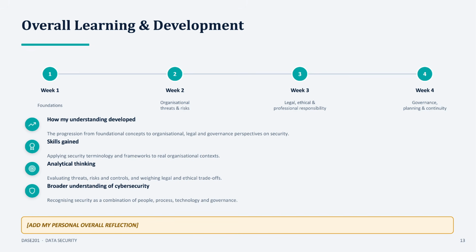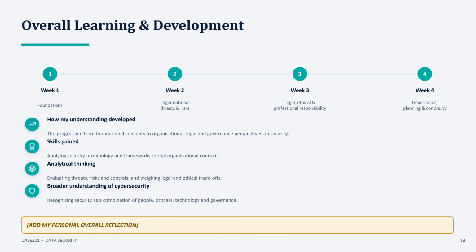When I look back at week 1 to 4, I can see a clear development in my understanding. Week 1 gave me a basic foundation of information technology and information security. Week 2 helped me to understand threats, vulnerabilities, and the organizational needs for security. Week 3 showed me the importance of law, ethics, privacy, and professional responsibility. Week 4 showed me how organizations plan and manage security at a higher level.